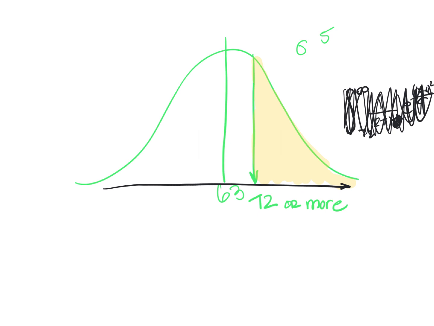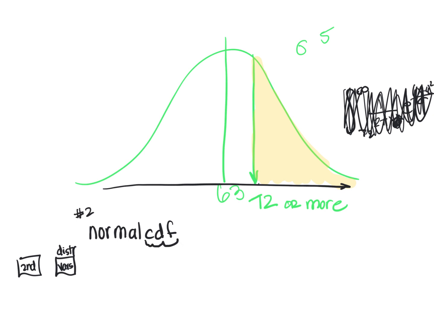Okay. And we're looking for the distribution function that is called normal CDF. So on your calculator, you would hit the second button and then the vars, which above says distribution. So you're going to the distributions. And then you're looking for the normal CDF, which is number 2. And this stands for cumulative density function. Cumulative because we're going to add everything up from 72 on to infinity.